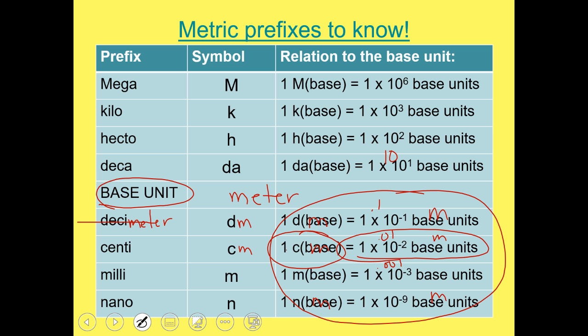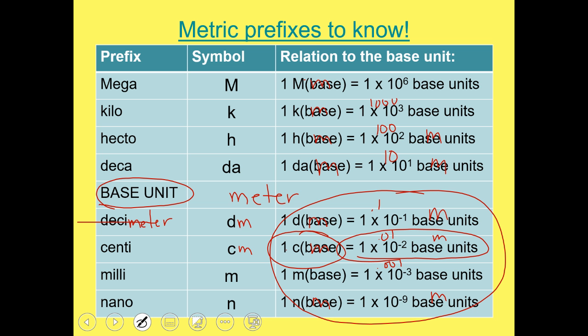If I have 10 base units, that's a decameter. If I have 1 times 10 to the second, that's 100. If I have 100 meters or 100 base units, that's a hectometer. If I have 10 to the third, which is 1,000 of the base units, that's a kilometer, okay? And 10 to the sixth, that's a million. If I have a million of them, that would be what we would call a megameter.